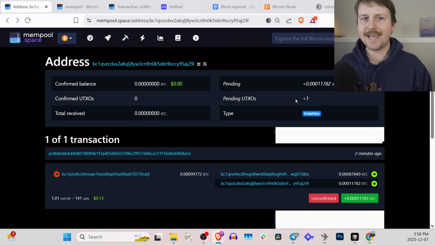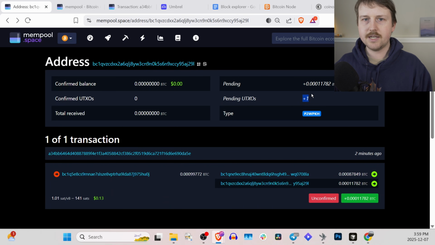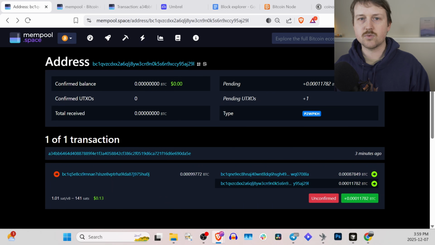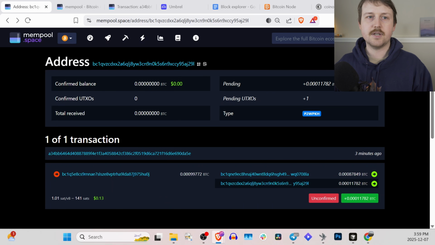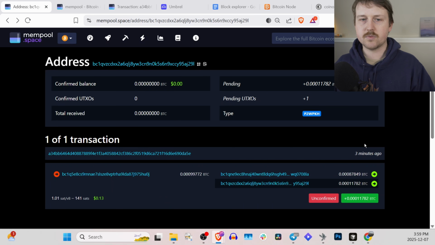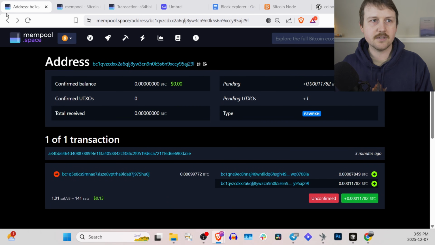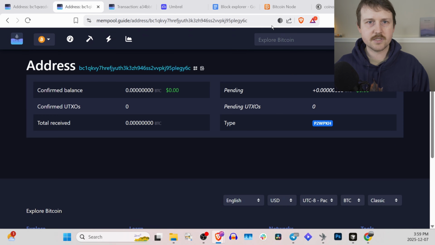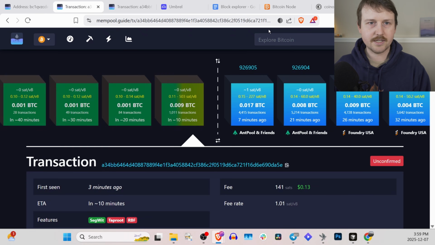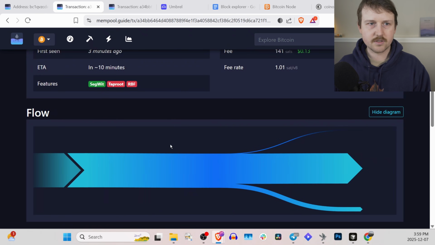So we have one pending UTXO, and it is not confirmed yet, but there's $10.62 worth of Bitcoin, USD. So Canadian to USD is the difference there. And it's unconfirmed because it is still waiting in the block. So this is mempool.guide. And again, it's going to be in the same block here, same information. It all looks the same.